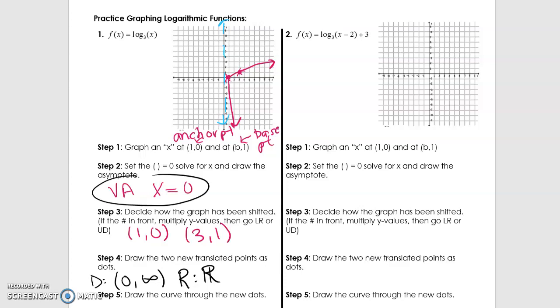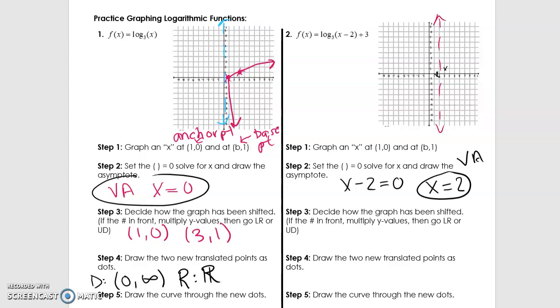I'm going to start off by drawing my x at (1, 0), and then at my base point, which in this case is going to be (3, 1). Let me draw those in. Now we're going to set our parentheses equal to 0 and solve. So x minus 2 equals 0. In this case, my vertical asymptote is going to be at x equals 2. Let me draw that in.